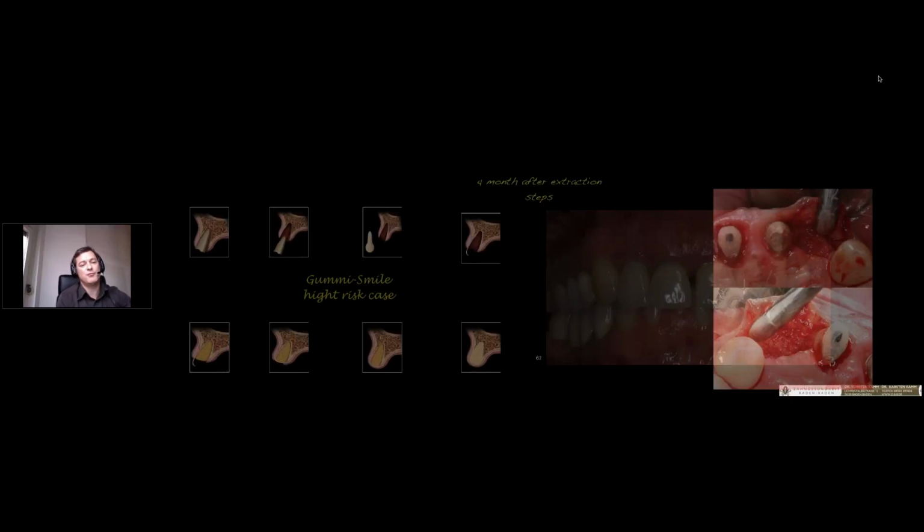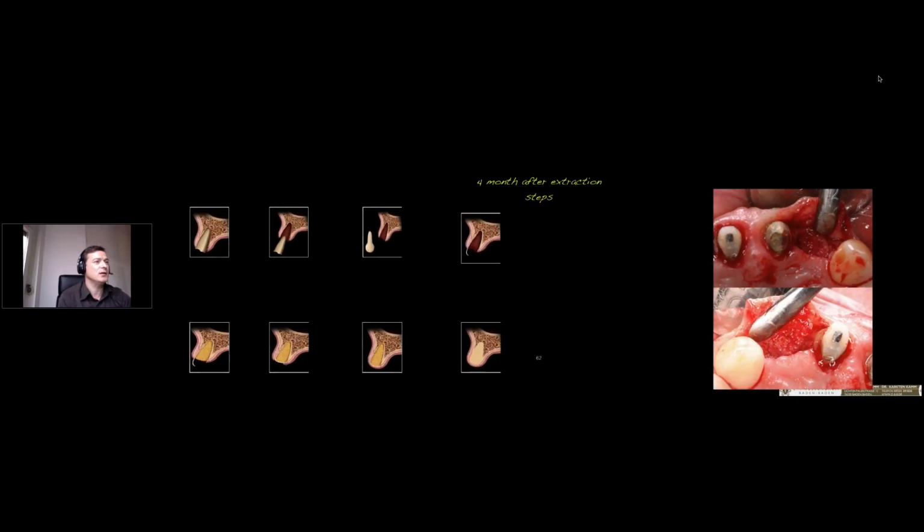So the last case, and then we have to stop because it's 13 o'clock. This is a gummy smile case. We're losing all the front teeth. You see the X-rays before we started. It's a type 2 socket, so it's not possible to make an immediate implantation, immediate loading. So in this case, because it's a very high risk case, we make an extraction and cover it with a CTG.